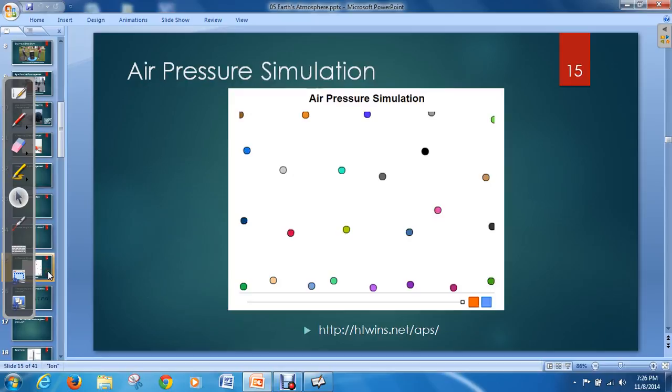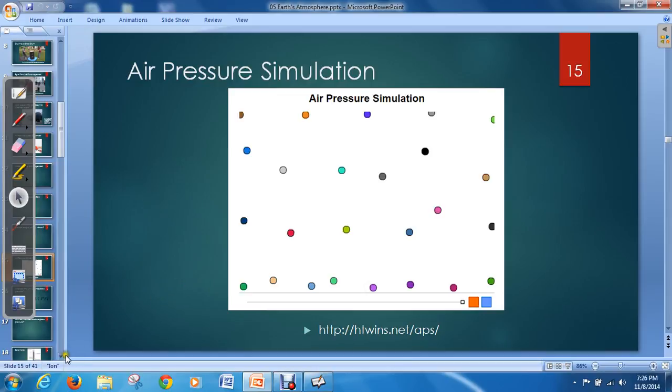We also looked at this simulation. It kind of gives us a good idea. It's at this web address. It gives us a simple picture of how the pressure looks with the molecules. If you put the molecules closer together, then they're moving faster, which creates a higher pressure. If you bring them farther apart, then they spread out and slow down. So it's just a good visualization of this air pressure.